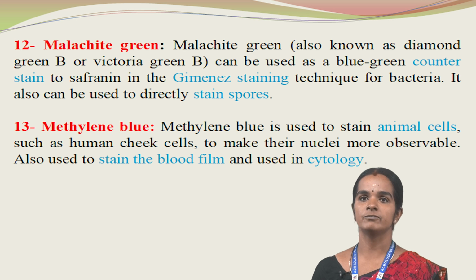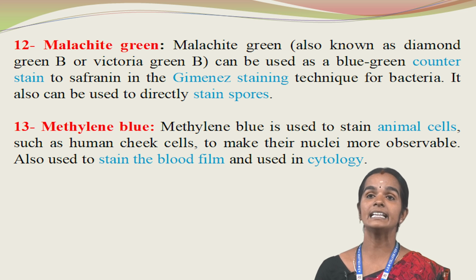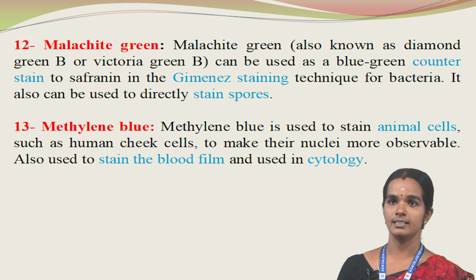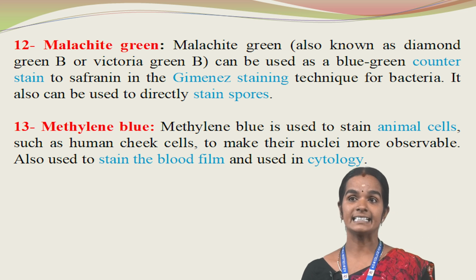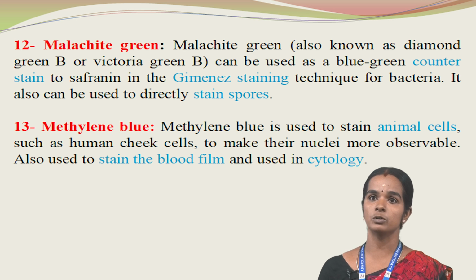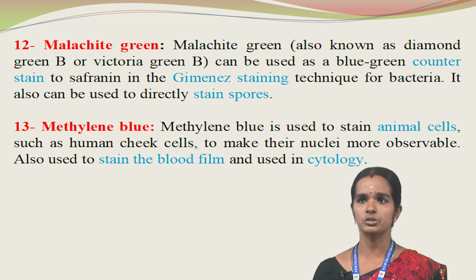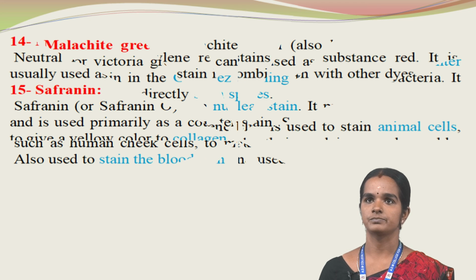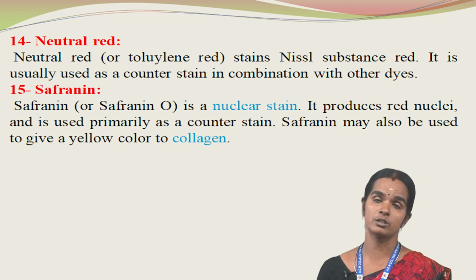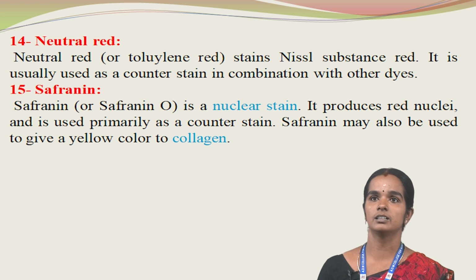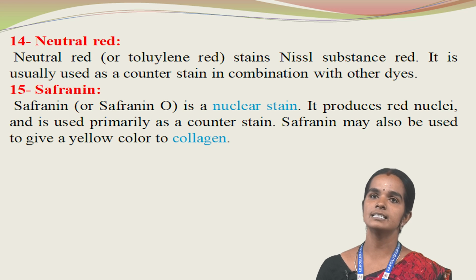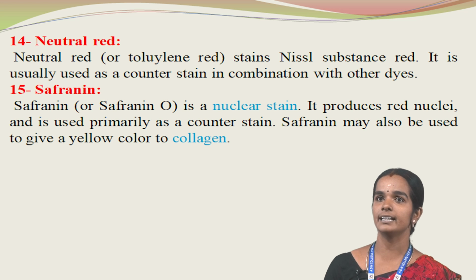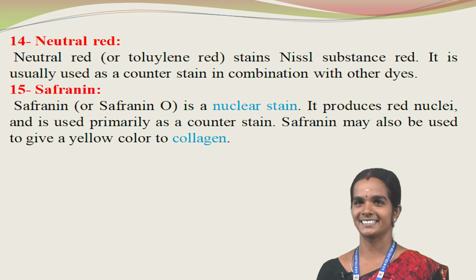Then this is the thirteenth stain technique, methylene blue. Methylene blue is used to stain animal cells, such as human cheek cells, to make their nuclei more visible. It is also used to stain blood and in cytology. This is the fourteenth type of stain technique, neutral red. Neutral red stains lysosomes red. It is usually used as a counterstain in combination with other dyes.